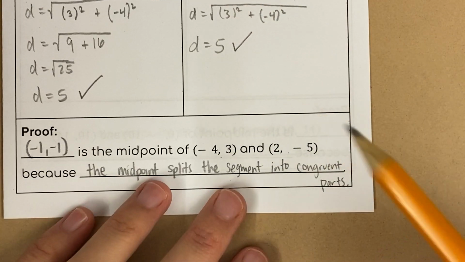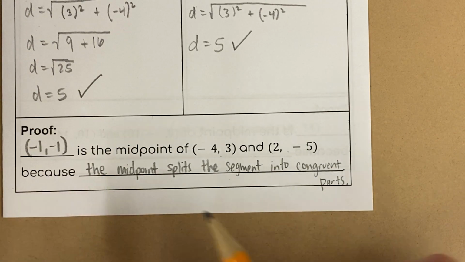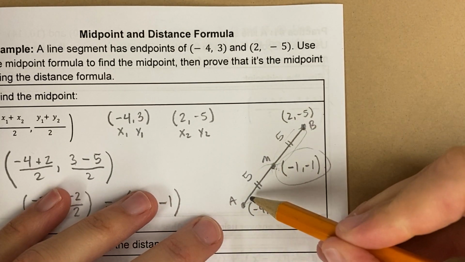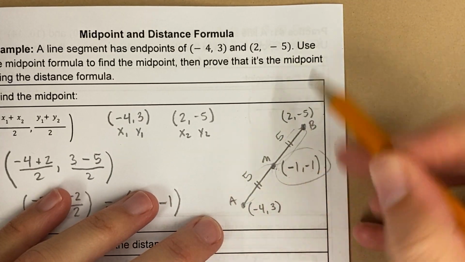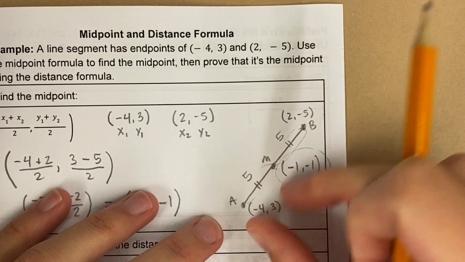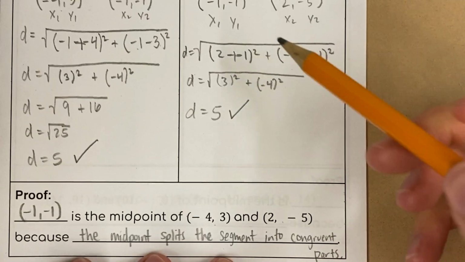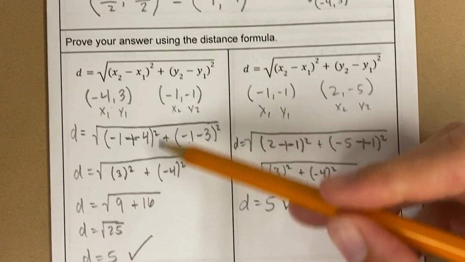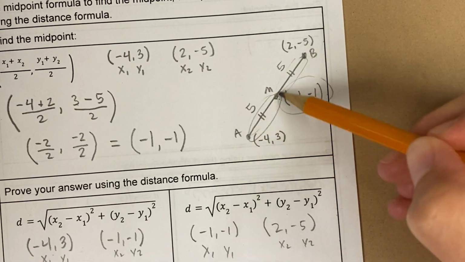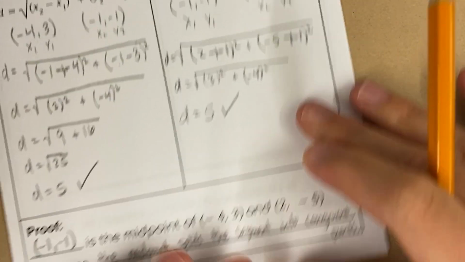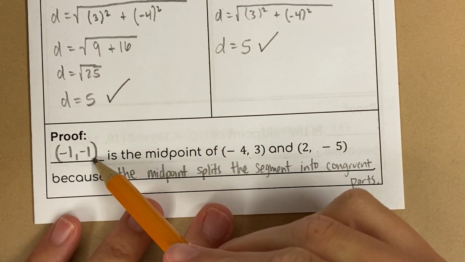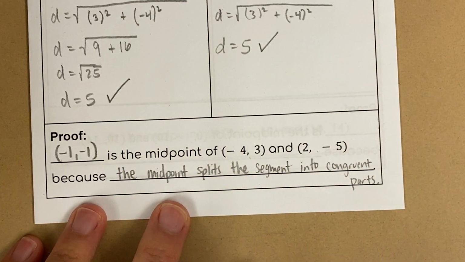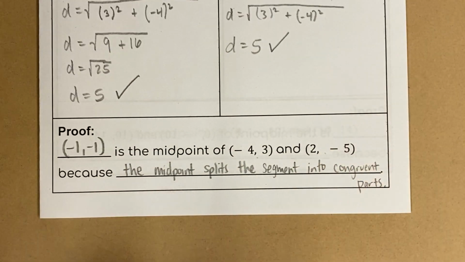Here's what we know about midpoints. Midpoints take a segment and they split them in half into two equal congruent halves. So when I found the distance of this side and this side, they were the same. That proved that this was the midpoint. That proved that my answer was correct. Okay, you're going to try this twice right now.